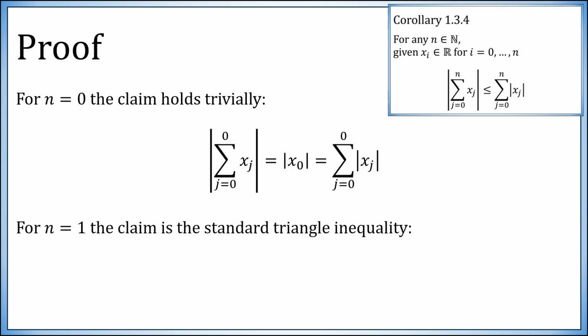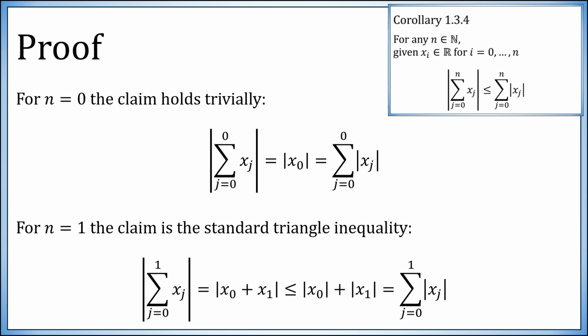Now, for n equals 1, that's the triangle inequality. You have x sub 0 and x sub 1. Great. So we've already proved our base case of n equals 1. N equals 0 is hardly even a case worth considering. But the real base case of n equals 1, that's the triangle inequality.